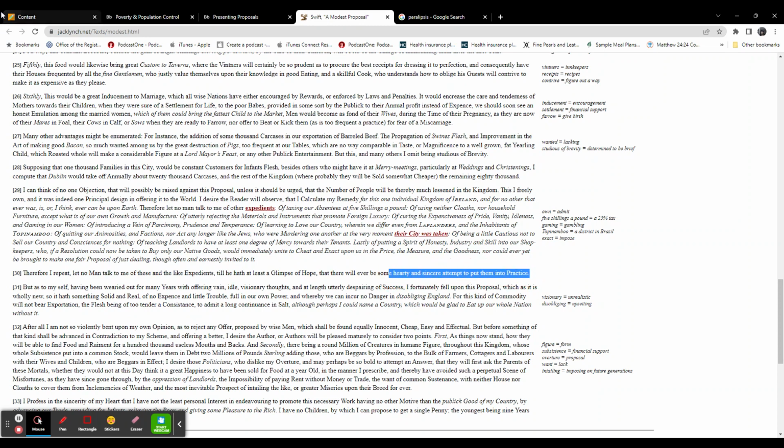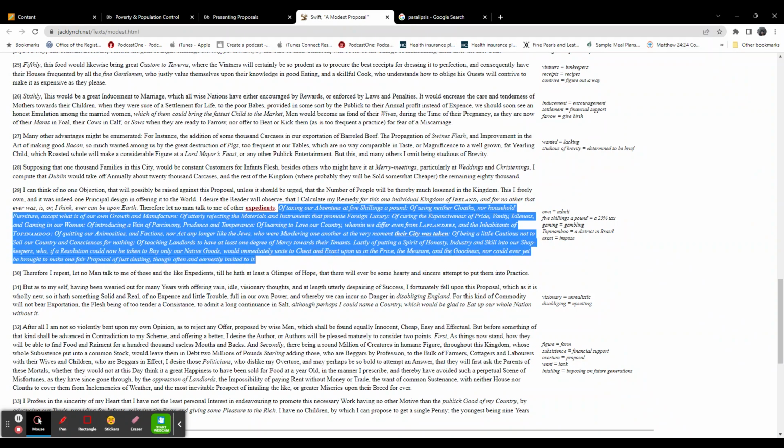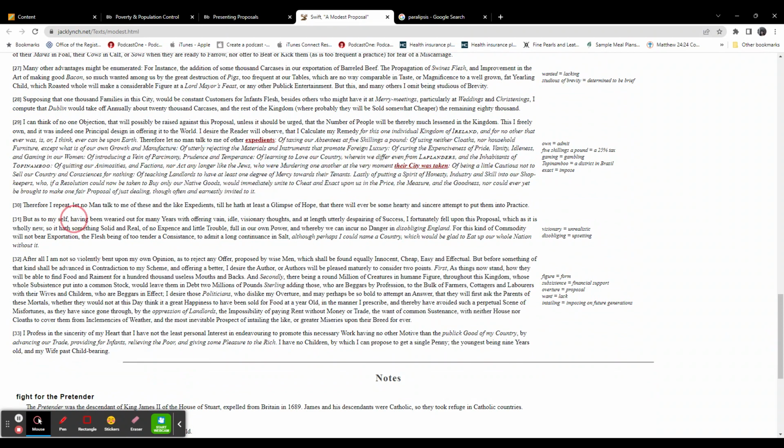So, this proposal to eat the children is one that I came up with because no one listened to me when I was trying to get them to see this. That's essentially what he's saying. Swift is saying, I tried to tell you all these different things. I tried to propose these different things. You rejected it. So this proposal to eat the children is the one that I came up with as a result.